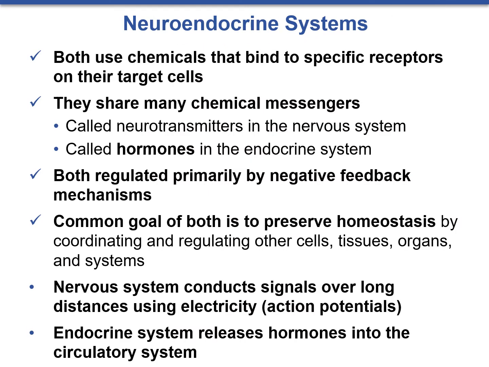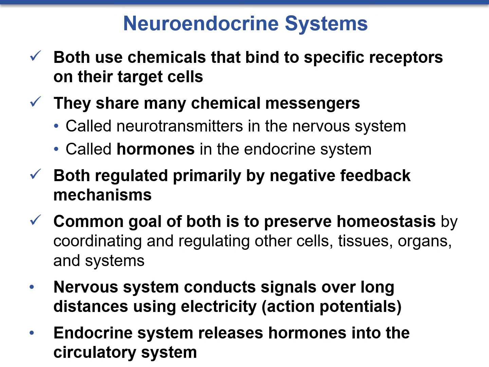The endocrine system is one of several cell-to-cell communication systems in the body. It's very similar to the nervous system in this respect. However, there are some differences. Now, both use chemicals that bind to specific receptors on their target cells, and they share chemical messengers. They are called neurotransmitters in the nervous system, things like acetylcholine or dopamine. And they're called hormones in the endocrine system. Examples of this would be testosterone, growth hormone, or thyroid stimulating hormone.